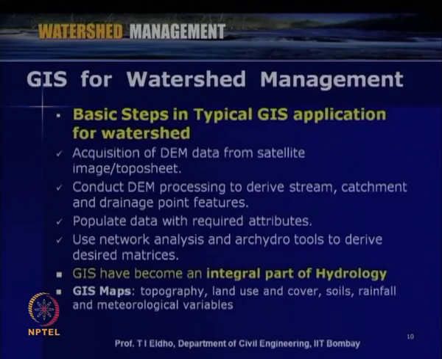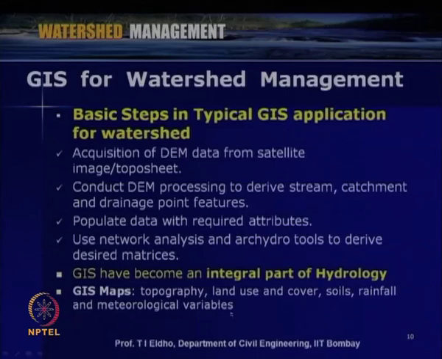And then we can generate various related maps. So that way the geographic information system has become an integral part of hydrology. So in each and every aspect of hydrological modeling or hydrological planning or watershed management, we can utilize geographic information system. Various types of maps we can generate using the GIS, like a topographical map, land use map, land cover map, soil map, then rainfall related maps, then meteorological variables. So GIS helps to generate various types of maps which are very useful in hydrological modeling and watershed management.